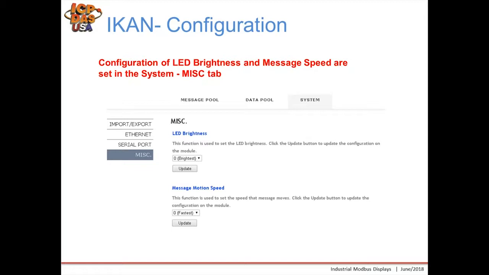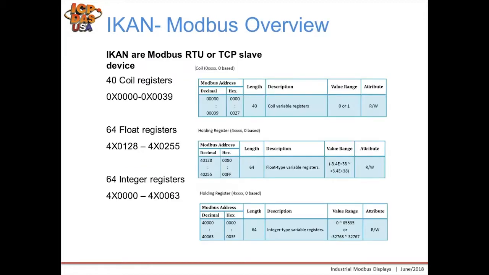These are the Modbus registers pre-assigned in the IKAN series. Again, there are 40 coil registers starting off at 0x000 to 0x0039. They are read-writable for values of 0 or 1. 64 float registers are available, starting at 4x128 all the way up to 4x255. There are 64 total, and they are again read-write.